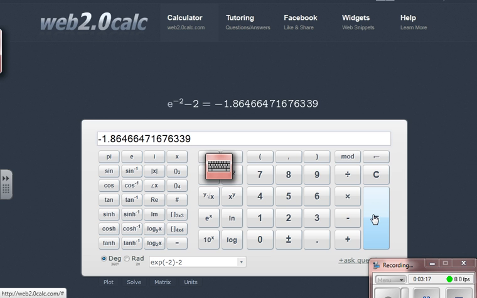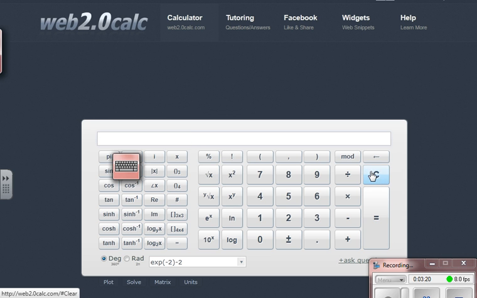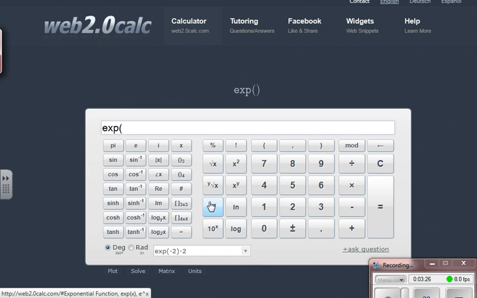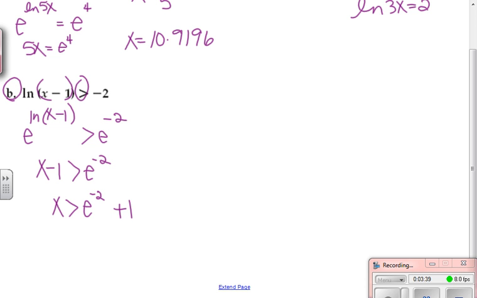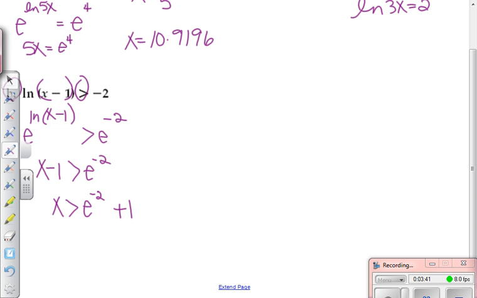I think I have, let me quick redo that. e to the negative, clear, e to the negative 2, enter. Oh, and it was plus 1, not minus, plus 1, enter. And I end up with 1 point, always helps when you put the problems in correctly.